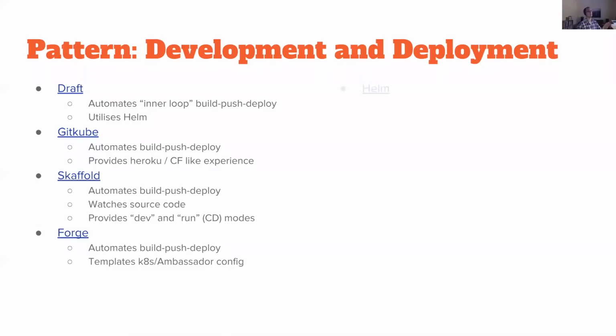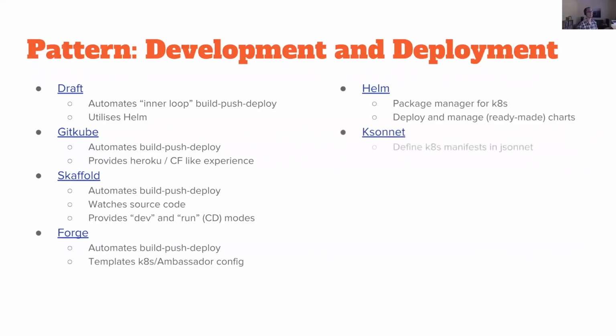From a more deployment perspective, I mentioned things like Helm, the package manager for Kubernetes. It's deploying and managing ready-made charts in addition to charts that you've created as well. So Helm is a really nice thing to look at. Ksonnet, a similar thing, defining Kubernetes manifests in something called Jsonnet. It fundamentally lets you create composable config and services.